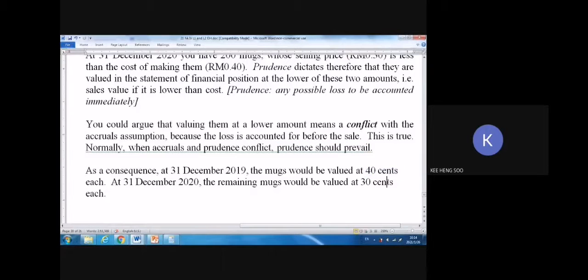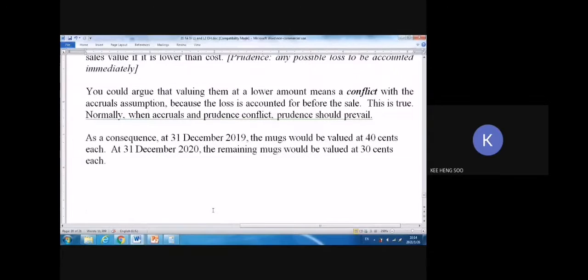In 2009, the inventory value was 40 cents. In 2020, under the prudence concept, we say the value is 30 cents. Okay, that is what you should discuss.